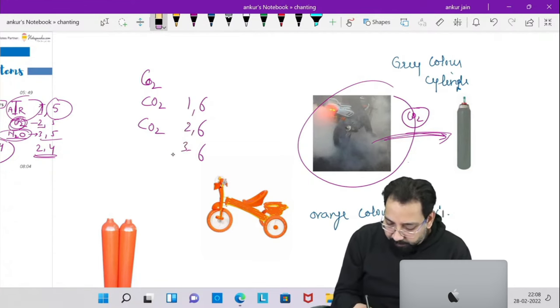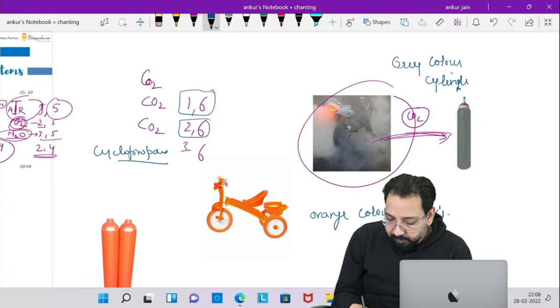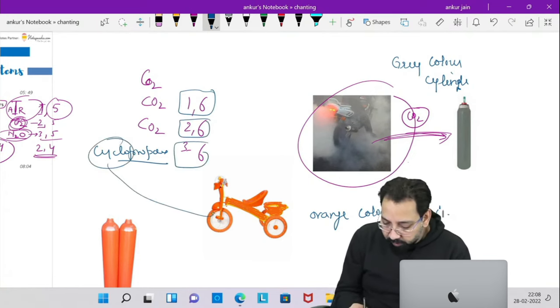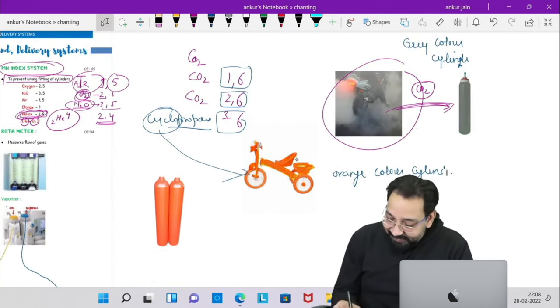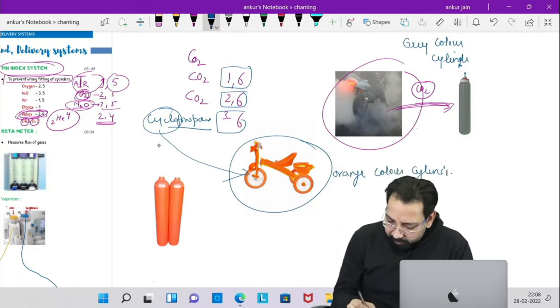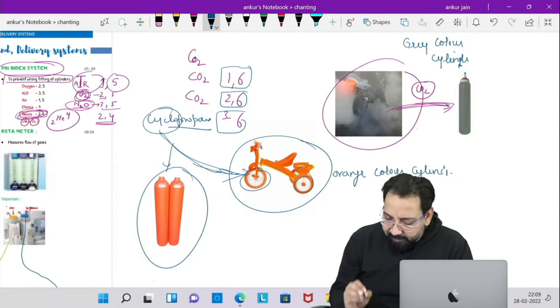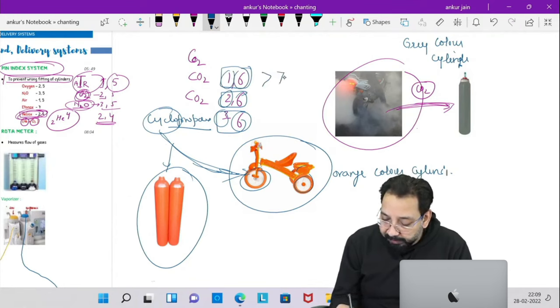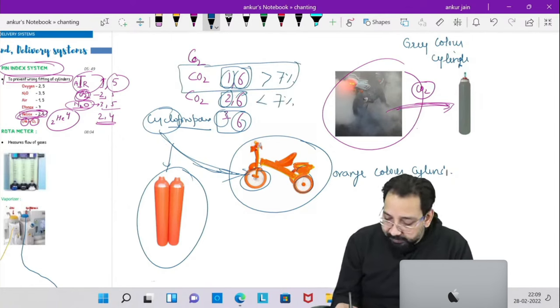I can write it: cyclopropane, so 16, 26, 36. I have taken the orange color cycle deliberately, and sometimes these colors help us remember things in the exam. So orange color cyclopropane. And how many tires are there in a cycle? 3, 6. CO2 is 26, 16. If 1 plus 6, 7. If the CO2 concentration is more than 7%, then this is 16. If less than 7%, 26.